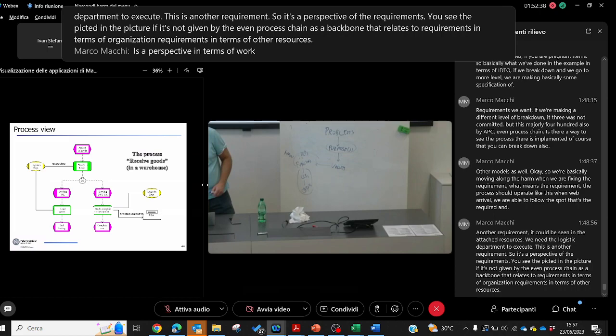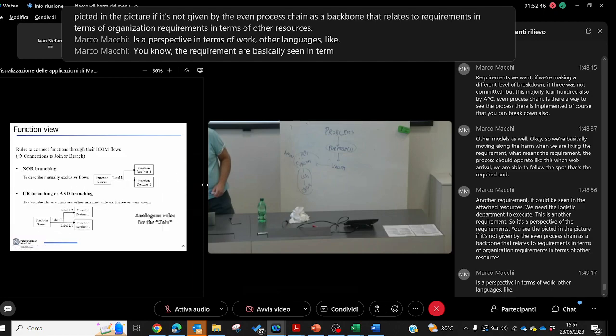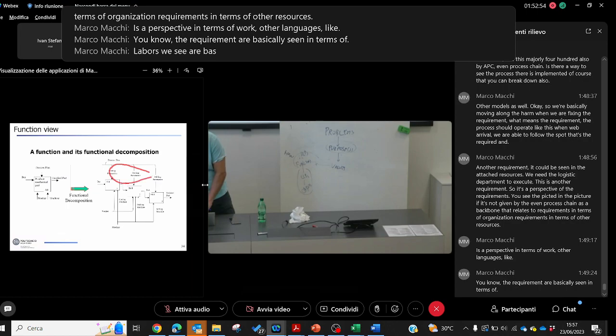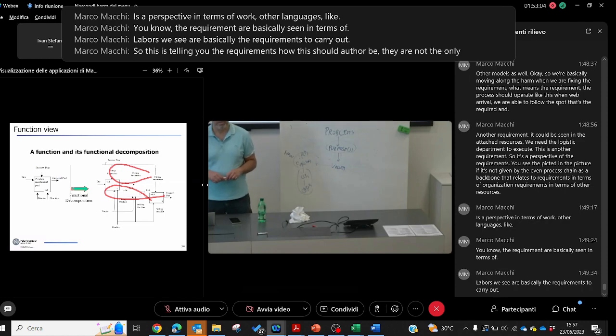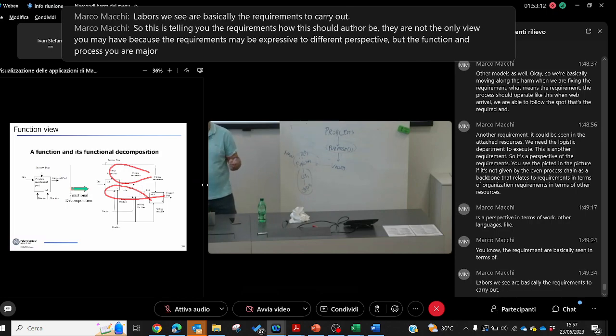other languages like, you know, level zero, where the requirements are basically seen in terms of flows. The different labels we see are basically the requirements to carry out the functions. So this is telling you the requirements, how they should operate, be operated. They're not the only view you may have, because requirements may be expressed with different perspectives, but the function and process views are the major ones to know how the system works. Okay?